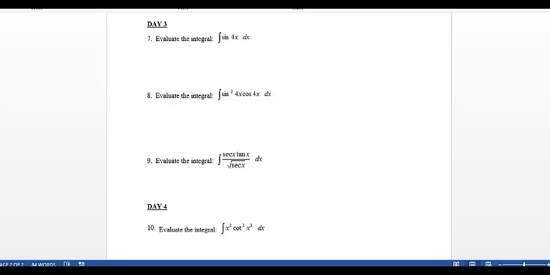Alright, now we're on day 3. On day 3, we've got some of the trig functions in there. When we make our u statement, we're going to make our u be 4x. The du would be 4 dx. When I go to rewrite this, I'm going to rewrite it as sine of u. Problem is, I still have the dx, so that's why I need the 1/4 du for my dx. So I'll write 1/4 du.